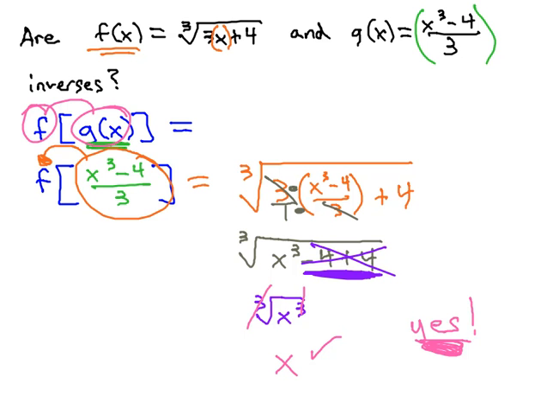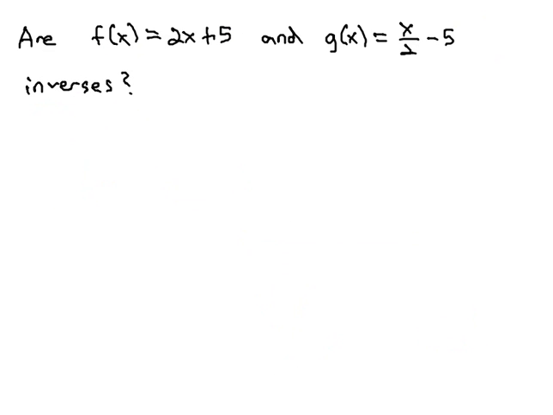Let's test another two functions and decide, are they inverses, using this exact same test. We have f of x equals 2x plus 5, and g of x equals x over 2 minus 5. And they sure seem like inverses, 2 times x, so we're dividing by 2, and instead of adding 5, we're subtracting 5. But the only way to know for sure if they are inverses is to calculate that composition, f of g of x.